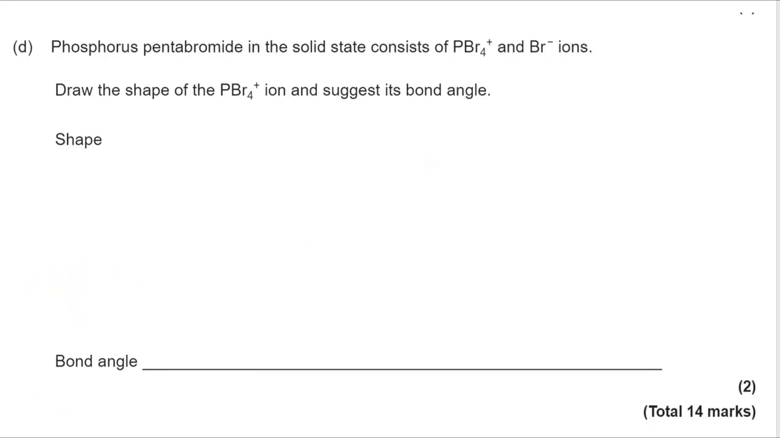And finally, on to part D, we've got phosphorus pentabromide, which is PBr4+ and Br−. But actually the question is asking about the PBr4+. And the PBr4+, well, we saw there was a lone pair on the phosphorus. So we're forming a dative covalent bond. The dative covalent bond now means there are 4 bonding pairs and no lone pairs. So this actually is tetrahedral, and the bond angle is 109.5 degrees.